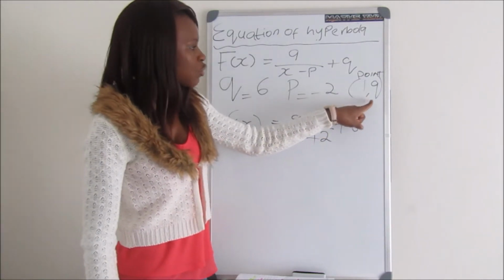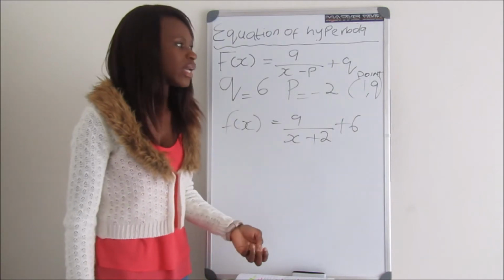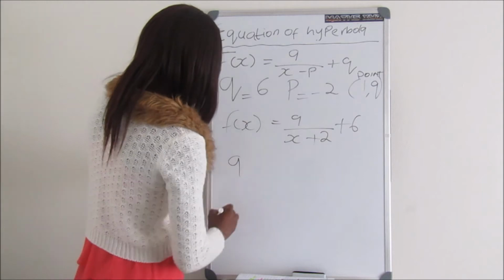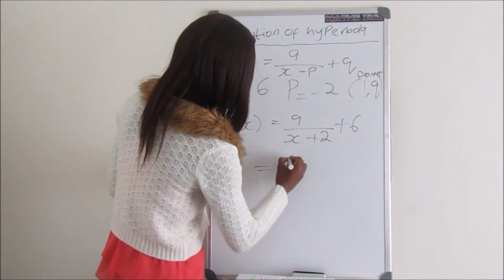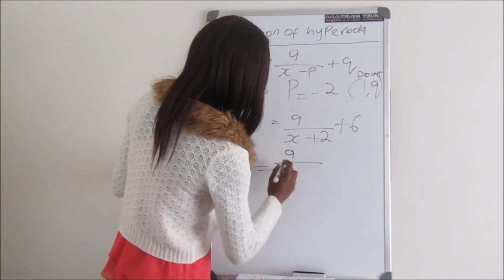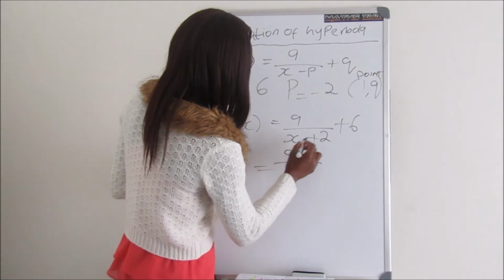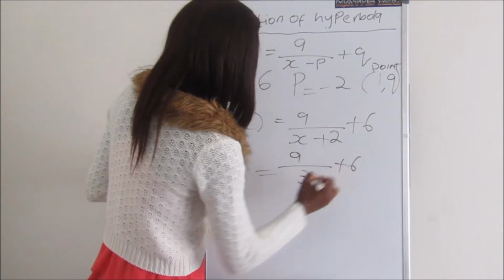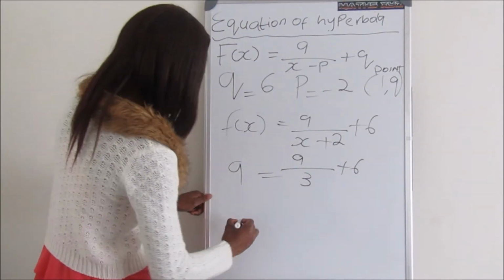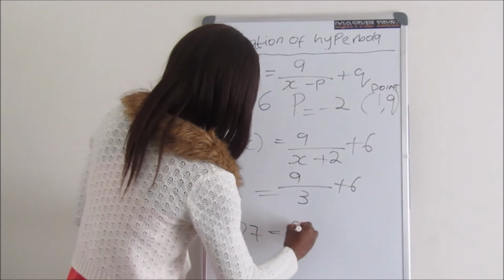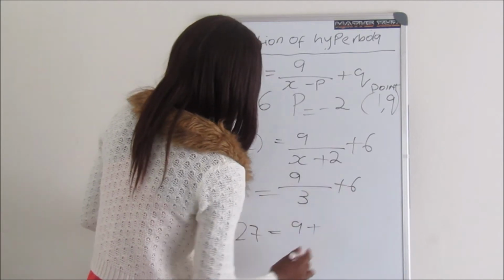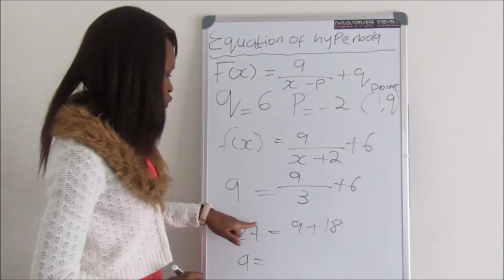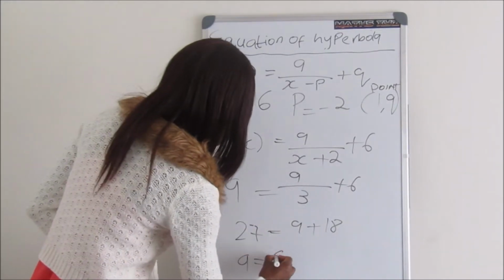We substitute (1, 9), of which 1 is our x coordinate and 9 is our y coordinate. After substituting, we'll be left with 9 = a divided by (1 + 2) plus 6, which gives 9 = a/3 + 6. Then 3 multiplied by 9 gives us 27, which equals a plus 3 multiplied by 6, which is 18, so a = 27 - 18, which gives 9.